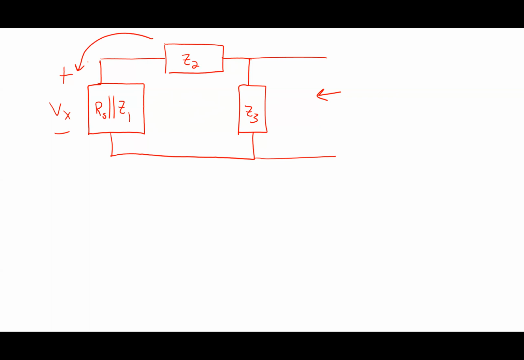So what I would say is, I'm going to say that there's some impedance Z4, which is Z2 plus RS in parallel with Z1.